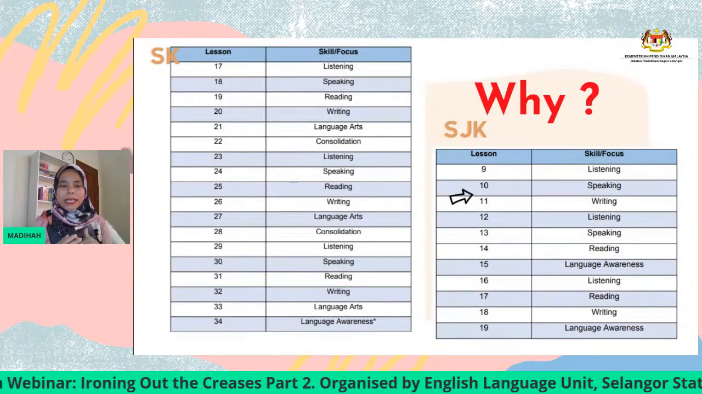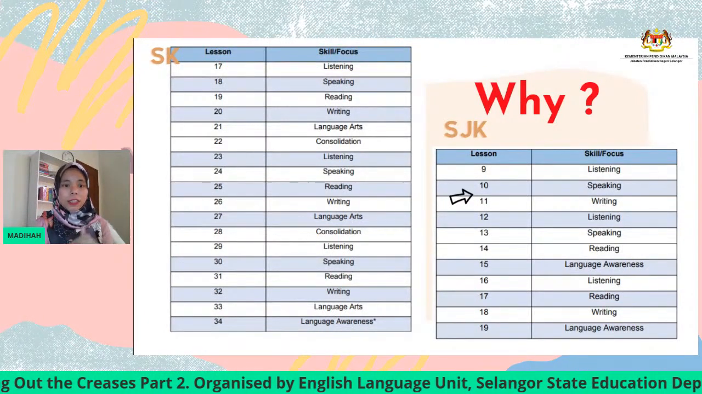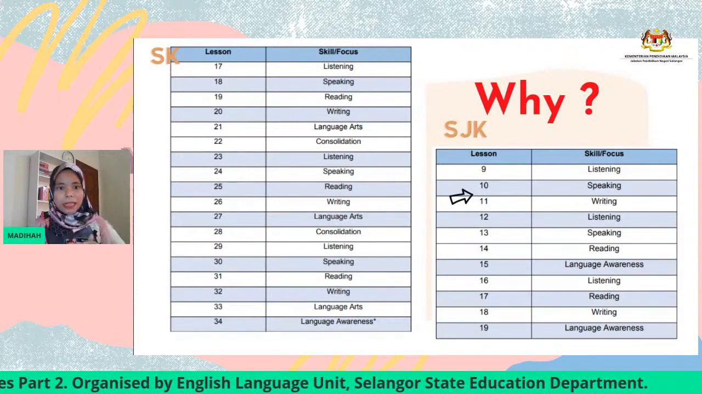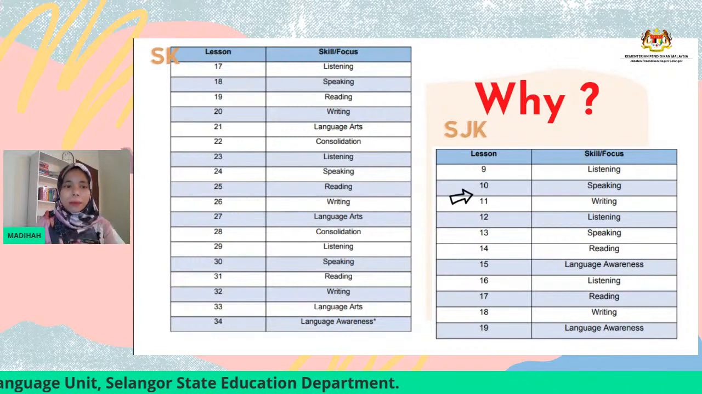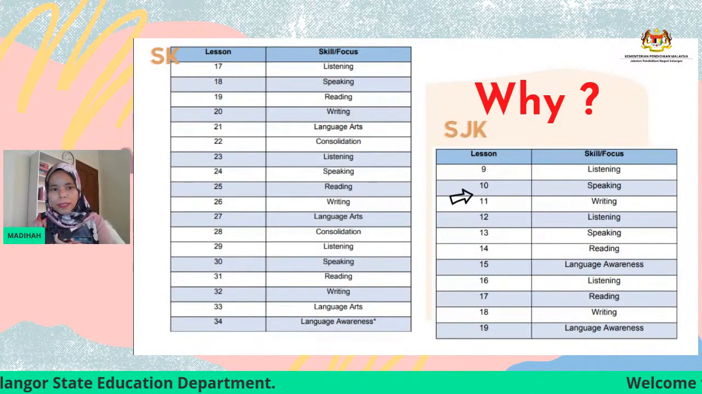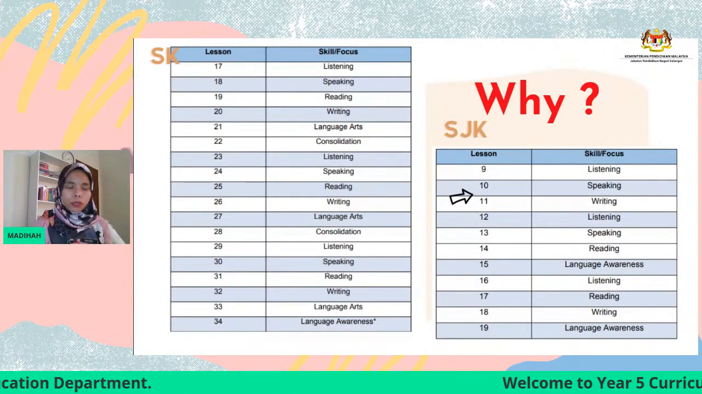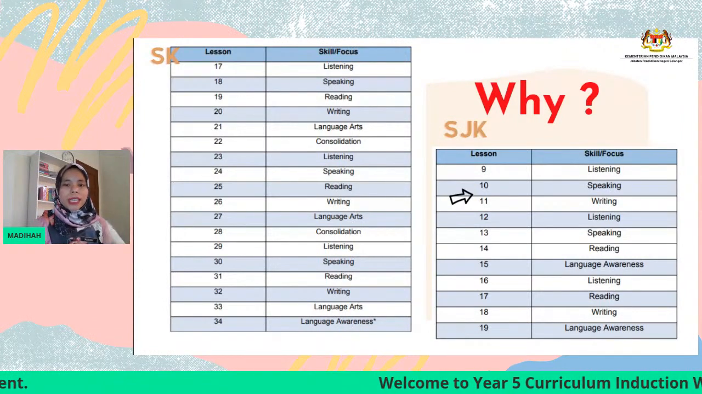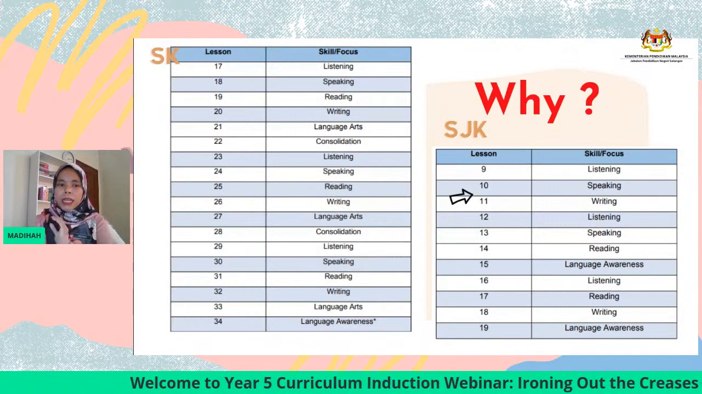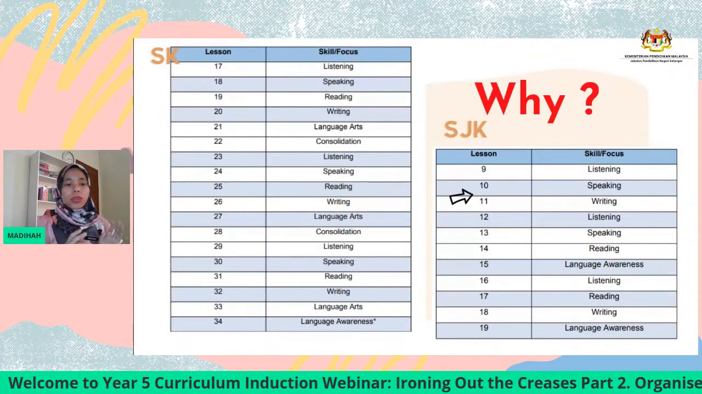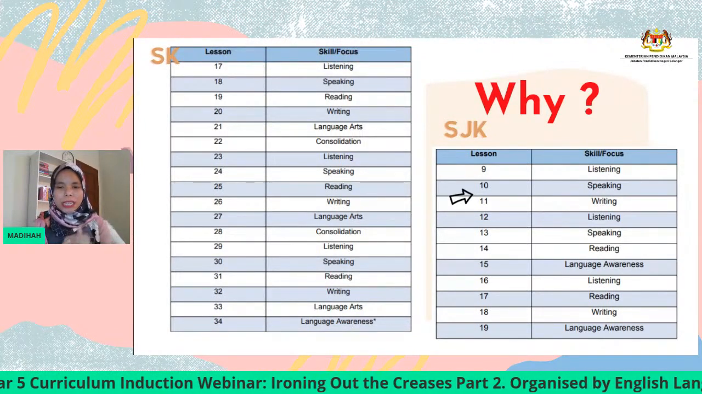So that's why SJK has fewer lessons as compared to SK, but that doesn't mean that SJK did not cover what SK has covered. It's the same lesson, which I will show you later. I think Ms. Vilo also showed you yesterday why the SK and SJK lessons are similar. However, the number of lessons is fewer as compared to SK. All right, to the next slide, please.